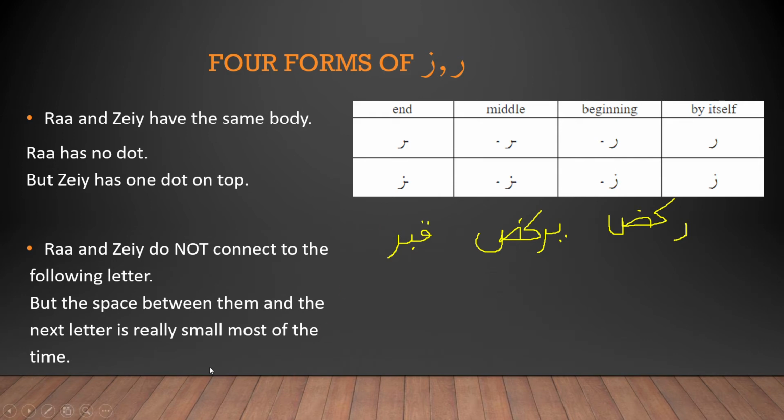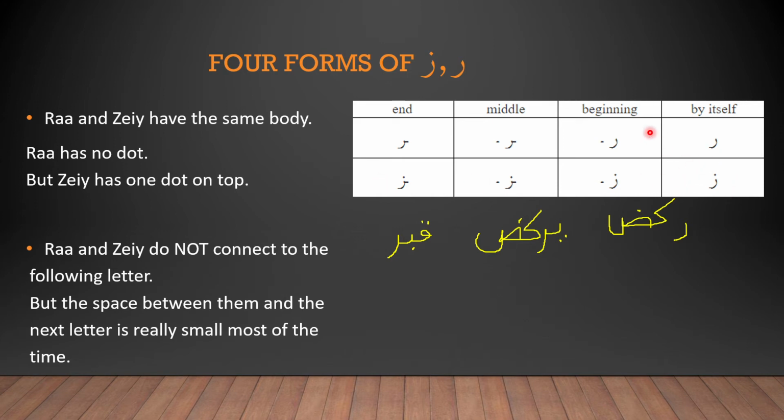Same thing goes for Za or Zay. By itself, they have the same form, the downward slope, except that Zay has a dot on top. At the beginning, Zay has the same thing as Ra, but it has a hyphen, which means it has a letter after it. At the middle, Zay has an extension just like Ra and another letter after it. At the end, Zay has an extension and there is no other letter after it.